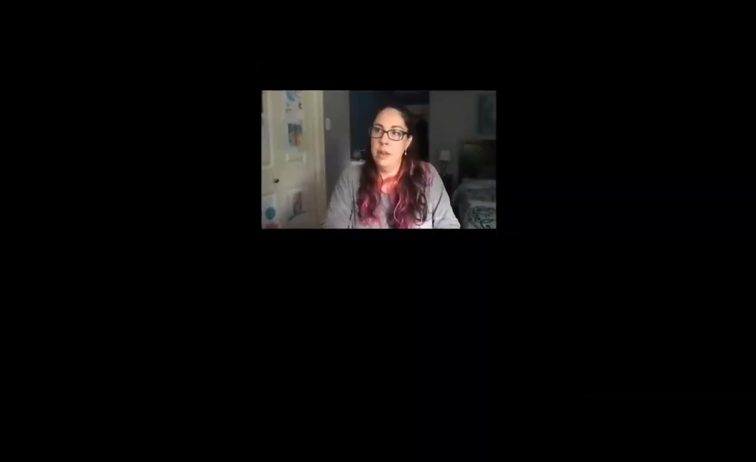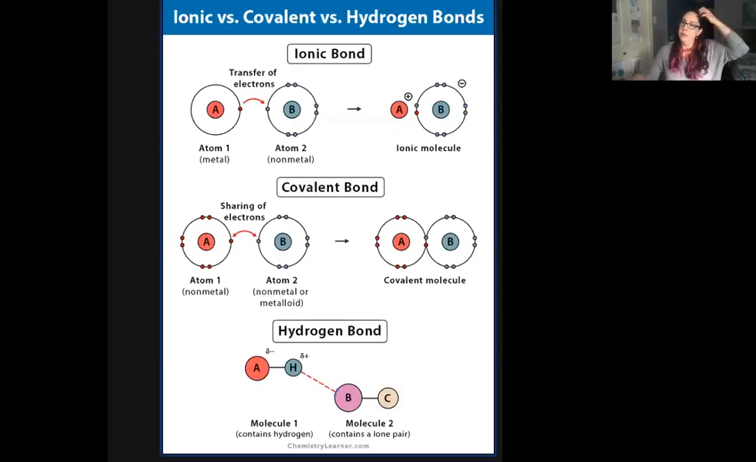So the three kinds of bonds that most people are most familiar with are ionic, covalent, and hydrogen. Okay, so the difference is whether or not electrons are being moved or shared, and in what degree to which they're being shared. So anytime a chemical bond happens, there's an electron that's either being moved or shared from one atom to another.